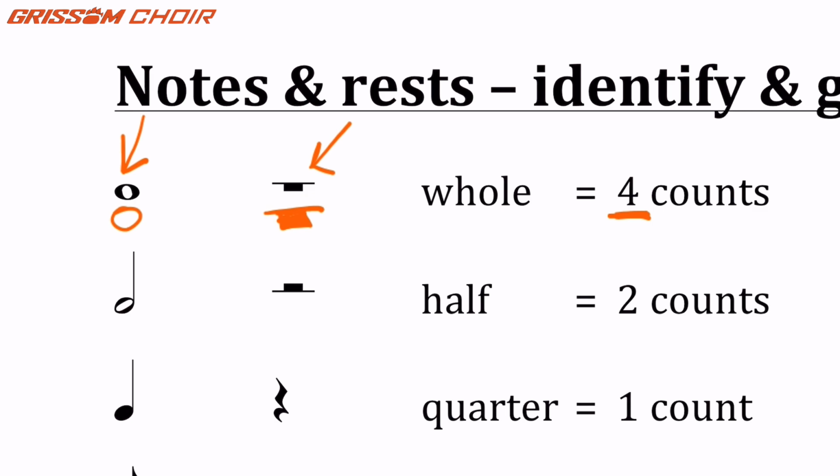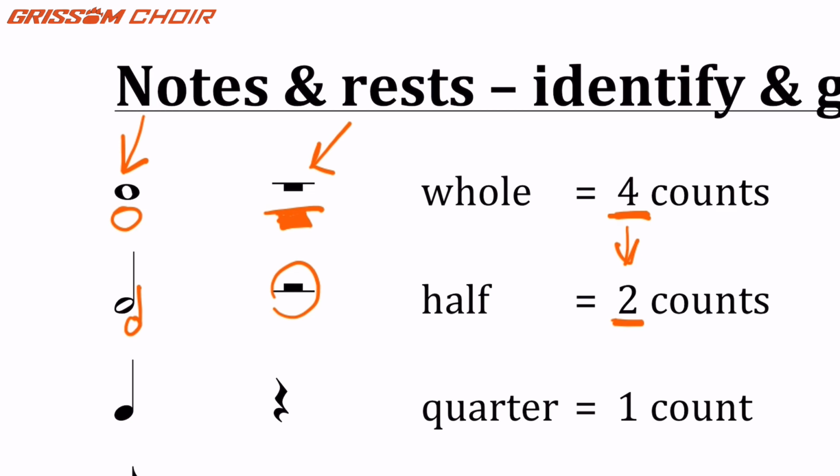The half note looks like a smaller whole note with a stem on the right-hand side. The half rest looks like a hat. It looks like an upside-down whole rest. The half note and the half rest get 2 counts. They are half the counts of 4. 4 divided by 2, cut it in half, equals 2.